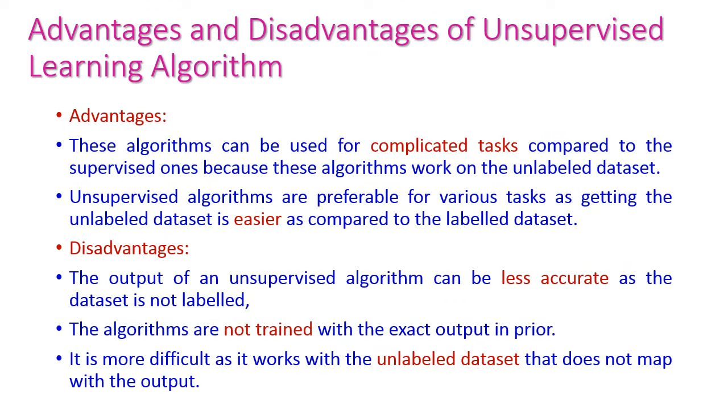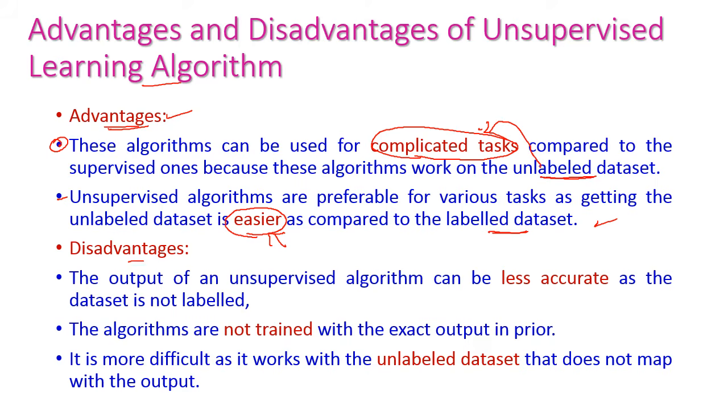Next, let us see the advantages and disadvantages of unsupervised learning algorithms. Right? The first one is advantages. These unsupervised algorithms are used in very complicated tasks because they do not require labeled data like supervised machine learning. So with unlabeled data itself, it finds the output. This is a very big advantage. And the second one is that using unlabeled data is very easy when compared to labeled data sets. Right. So this is another advantage of unsupervised machine learning.